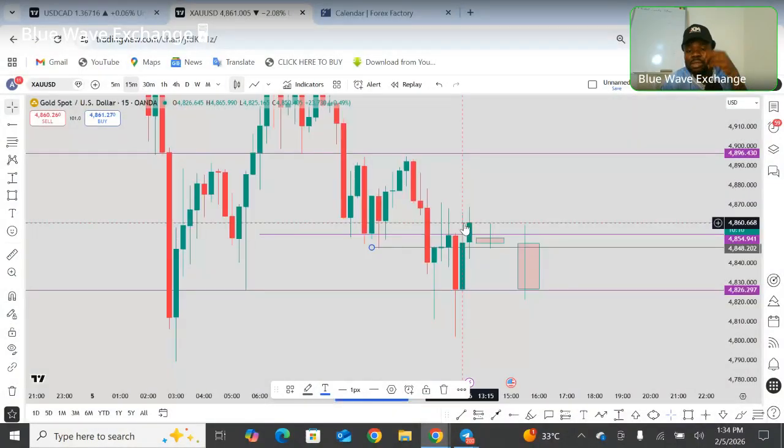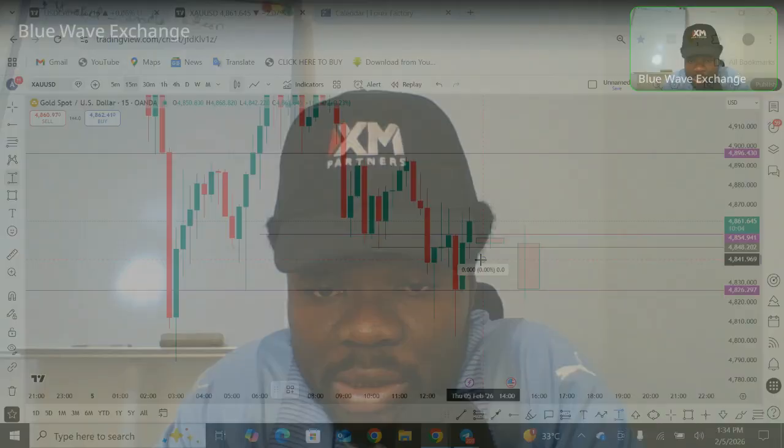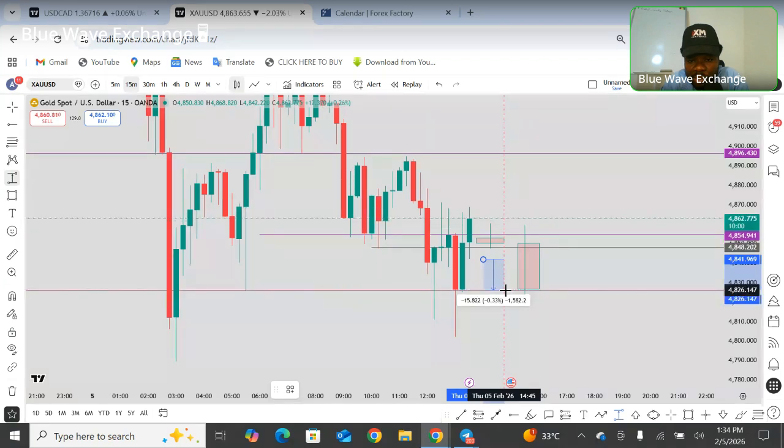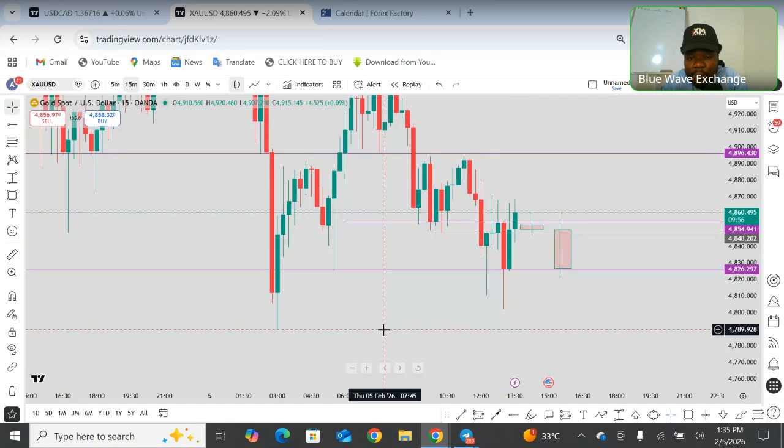If price is able to break and close below this one, we can get a sell opportunity. How many pips? A 155 pips sell opportunity. Okay, 155 sell opportunity.